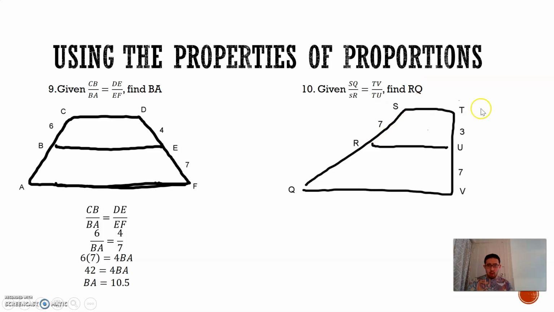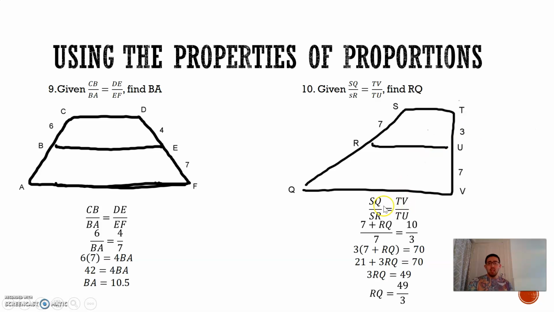SQ to SR is equal to TV to TU. So that means SQ to SR is equal to TV to TU. That means 7 plus RQ over 7 is equal to 10 over 3. The 10 came from the 3 plus 7. Okay? When you cross multiply, you get 3 times 7 plus RQ is equal to 7 times 10, which is 70. You distribute this, you get 21 plus 3RQ is equal to 70. You subtract the 21, you get 3RQ is equal to 49. And if you divide by 3, you get RQ is 49 over 3, which cannot be simplified.